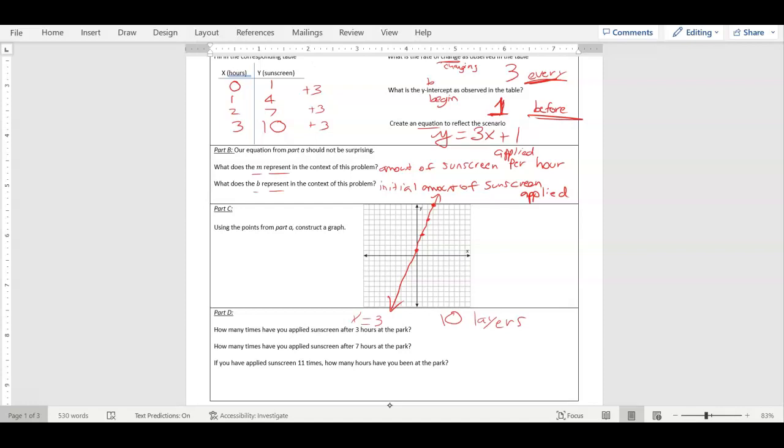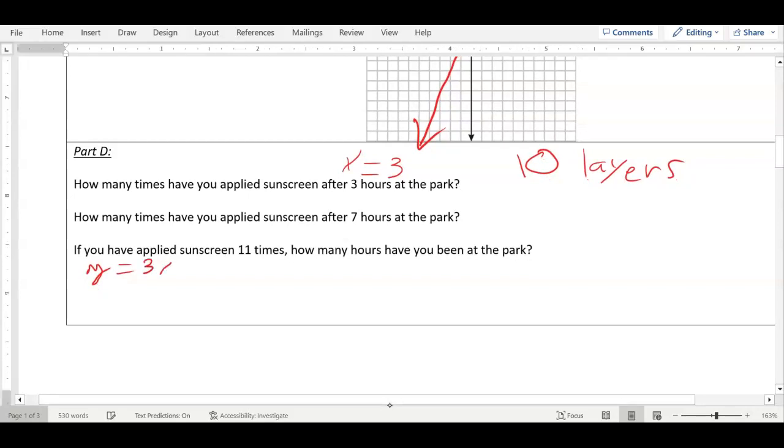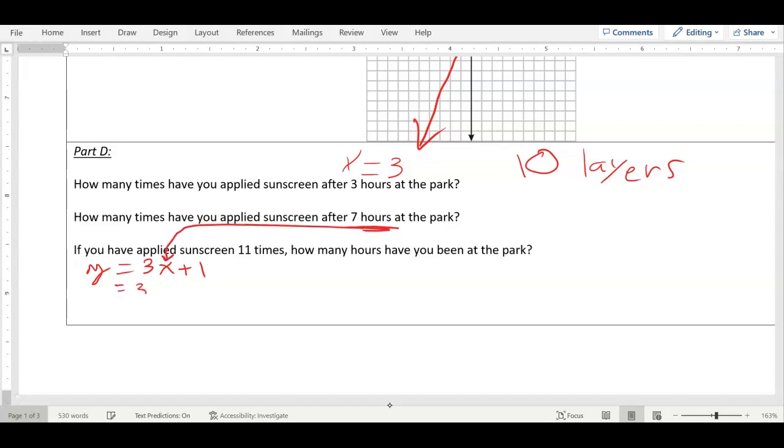Okay, what about the next one? How many times have you applied sunscreen after 7 hours at the park? Well, it's not on my table right now, but I know I can use my equation. y equals 3x plus 1. So I can plug in 7 hours for x. What's 3 times 7 plus 1? 3 times 7 is 21, plus that extra 1. 22 layers. After 7 hours at the park, you got 22 glorious layers of sunscreen on you. How does that sound? Very weird.